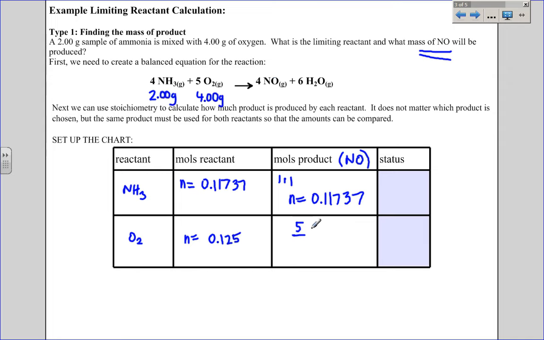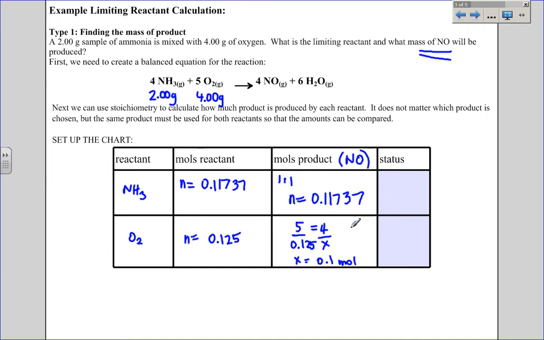So for this one, I need to set up a proportion. So for every 5 moles of oxygen, I produce 4 moles of nitrogen monoxide. Therefore, if I have 0.125 moles of oxygen, I'm going to produce X moles of nitrogen monoxide. And when I cross multiply here and then solve for X, I find that I get 0.1 moles.